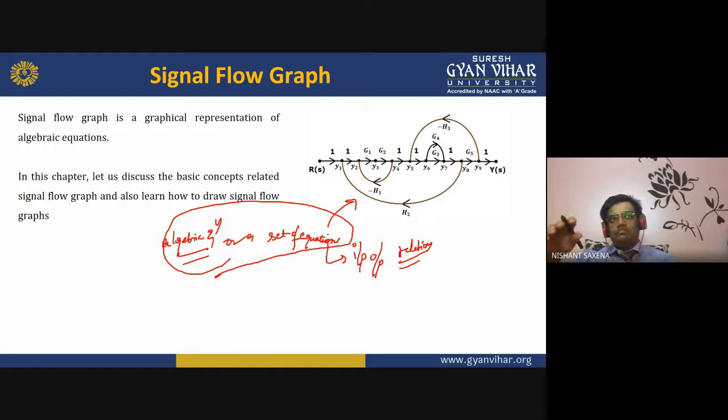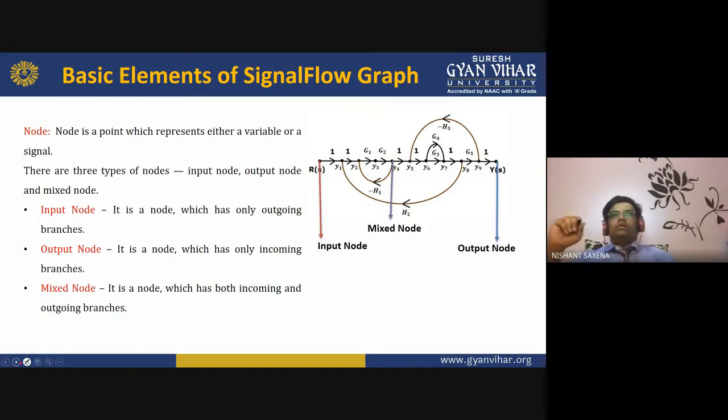Now, we will discuss the basic concepts related to the signal flow graph and also learn how to draw signal flow graphs. Now, let's move further. The basic elements of the signal flow graph have been shown to you. The very first element is the node. A node is a point which represents either a variable or a signal. Now look at this. This is a node. This is also a node, and this is also a node, and so on.